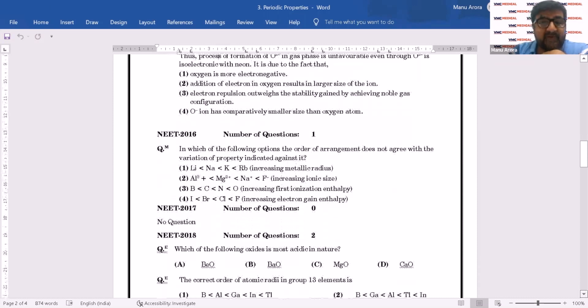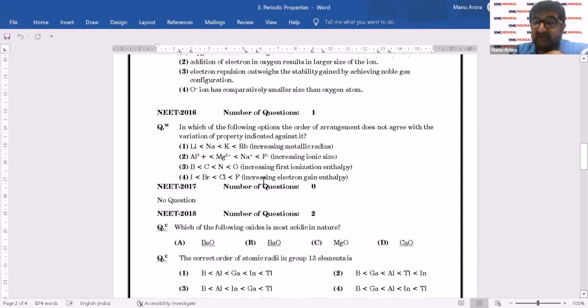Once again, I see some question which is generally on all properties: metallic radius, ionic size, ionization enthalpy, electron gain enthalpy. So this is touching all the aspects of the chapter. Although it's a very short chapter, I don't think that should be much of a problem.